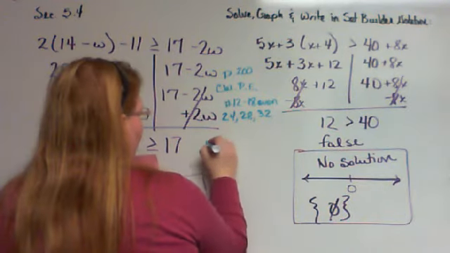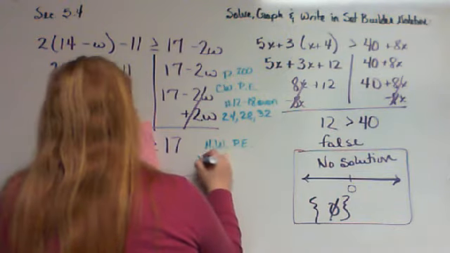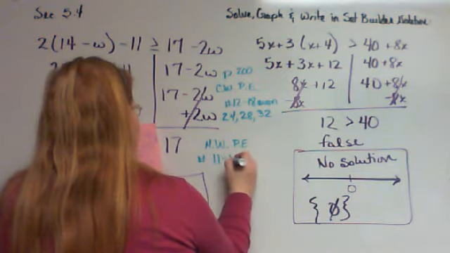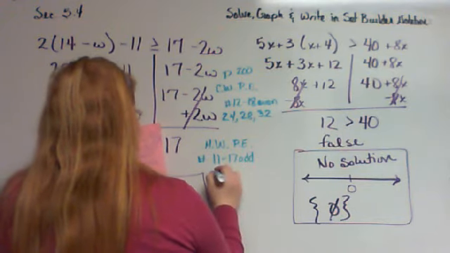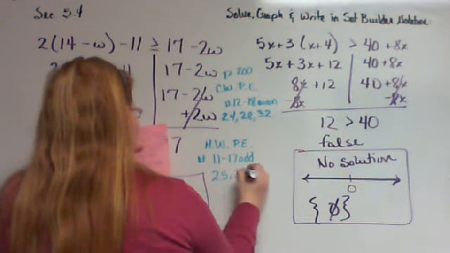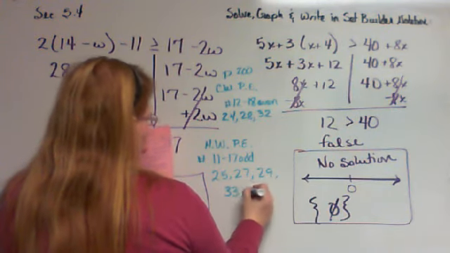Homework. Practice exercises. Numbers 11 through 17 odd. And 25, 27, 29, 33, and 37.